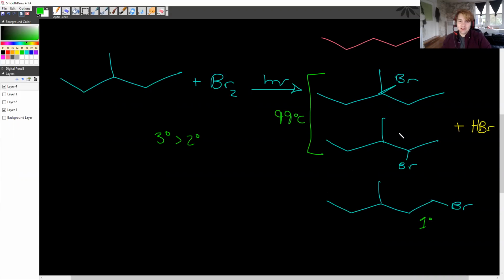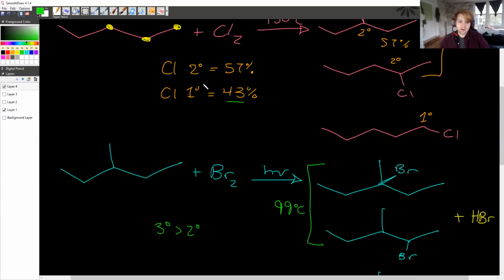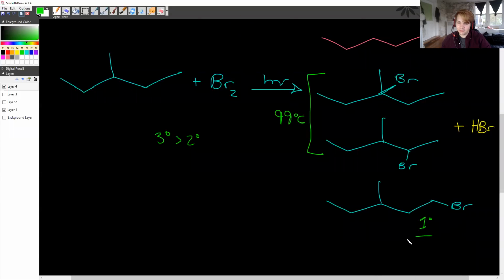And so what I want you to notice is the difference between these numbers. This primary chlorine is 43% versus this primary bromine is 1%. Why does this happen that we get such a disparity in products?